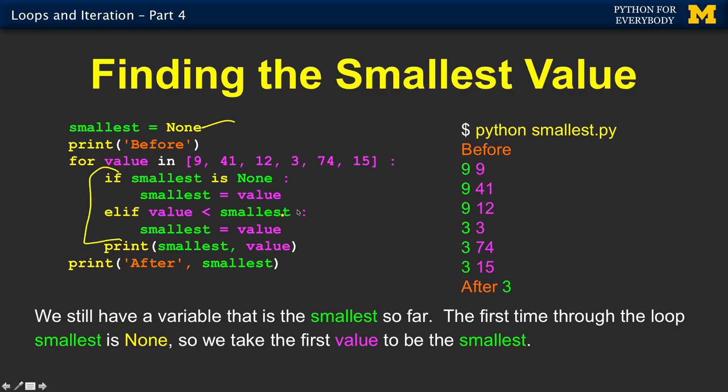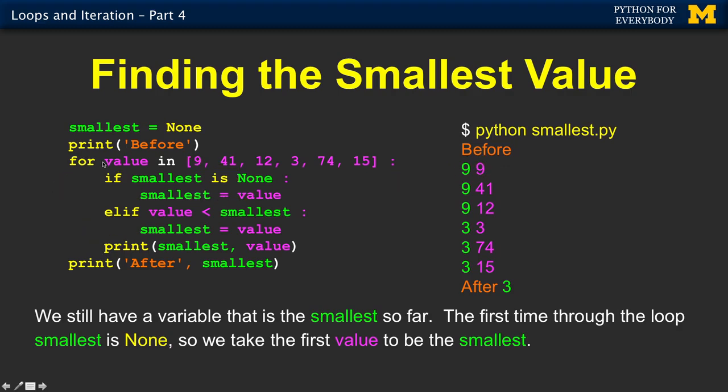If smallest is none, this means that it's the first time. If the smallest is none, smallest is value. So 9 is coming in here. And so if the smallest that we've seen so far is empty, we have seen nothing, then we'll grab the first one as the smallest one. So our 9 becomes the smallest one. And so that's how we print out the smallest so far is 9. We just saw 9.